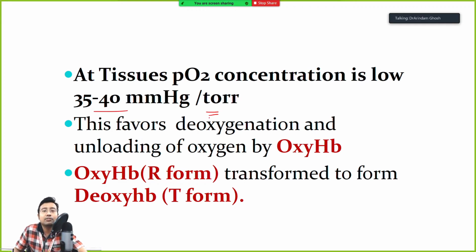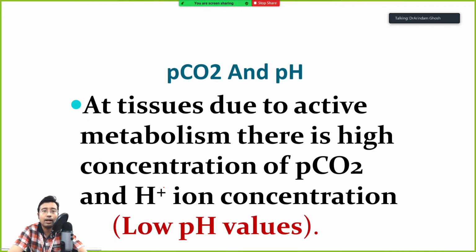Okay, so this favors deoxygenation. Basically, the reverse thing is happening. Unloading of oxygen is happening. Oxygen is being lost from hemoglobin and it is being delivered to the tissues. Okay, and the R form changes to the T form. The relaxed form changes to the taut form.